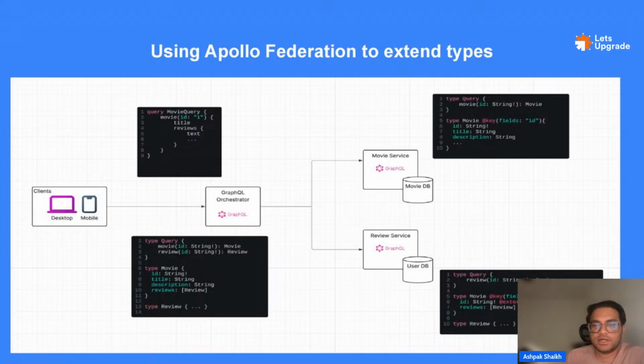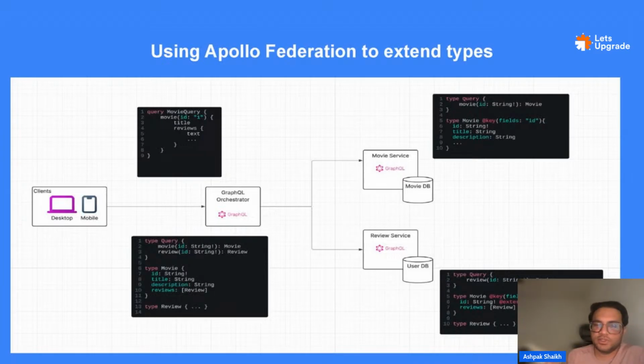And the query, if you see that the client makes against the orchestrator, will now have reviews under the movie. So the client doesn't know that this happened behind the scenes. The client is not aware of the remote type extension that happened behind the scenes. And that's the power of federation, that any kind of remote schema stitching or remote type extension or federation happens behind the scenes. The client is just concerned about, hey, I need data, or I need to update data.